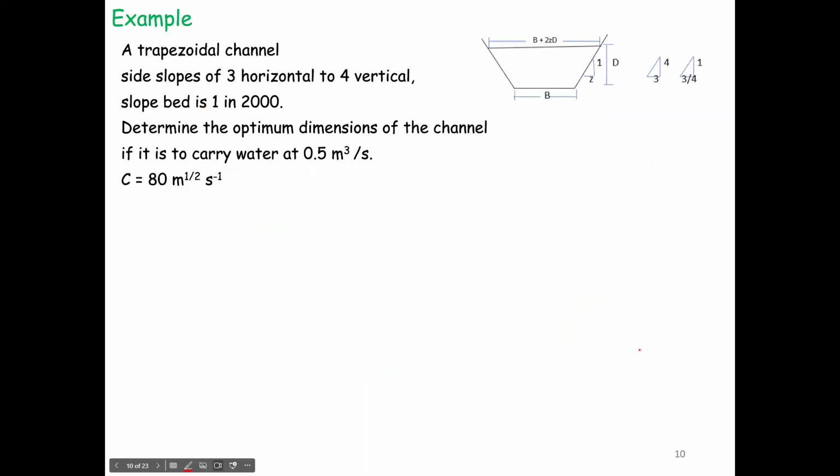I have the picture here and I write everything that I need. So S is 1 over 2000. Z is 3 over 4. Q is 0.5 cubic meter per second. It asks for B and Y.